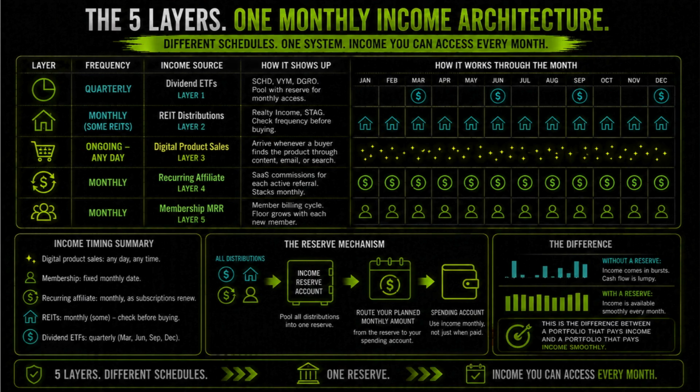Here's the architecture that makes the quarterly payments accessible monthly. Pool all distributions into a single income reserve account. Route your planned monthly income amount from the reserve to your spending account. The quarterly dividends are available throughout the year rather than only in the month they're paid. This pooling mechanism is the difference between a portfolio that pays income and a portfolio that pays income smoothly.